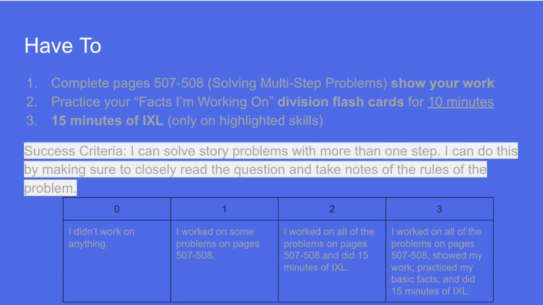And your success criteria for today is that I can solve story problems with more than one step, and I can do this by making sure to closely read the question and take notes of the rules of the problem. And in order to get a 3, you need to be able to say I worked on all the problems on pages 507 to 508, showed my work, practiced my basic facts, and did 15 minutes of IXL.